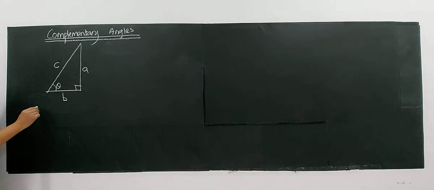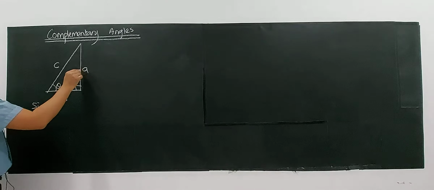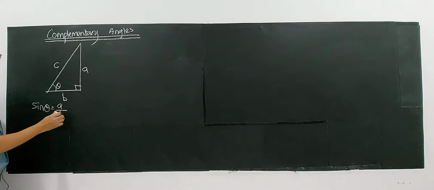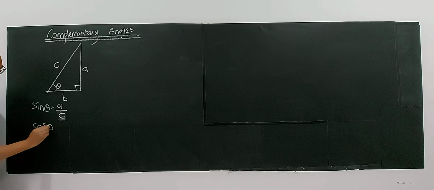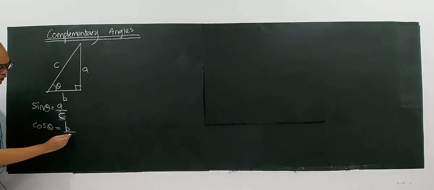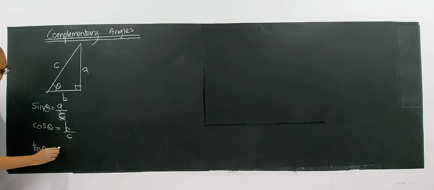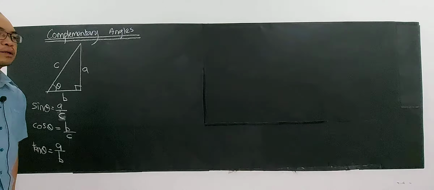You're very familiar with the trigonometric ratios. Sine theta is opposite over hypotenuse, right? And cos theta is adjacent over hypotenuse, and tangent theta is opposite over adjacent. These are the three basic ones.